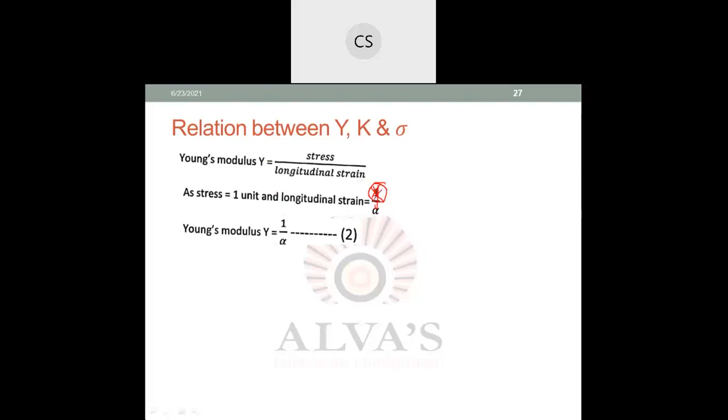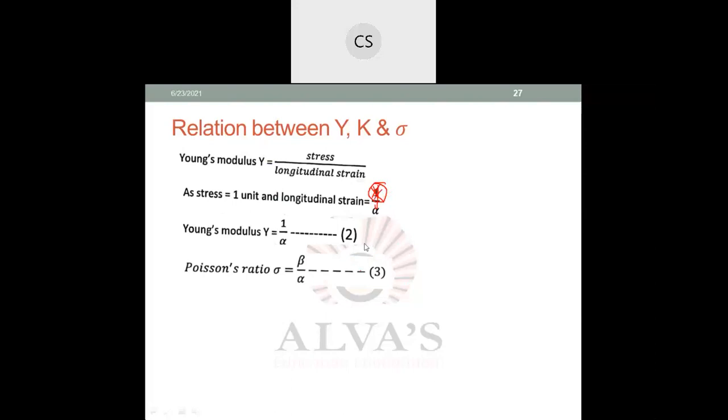Let us call that Young's modulus expression equation 2. Equation 1, you can recall, is the previous expression, the relationship between K, alpha and beta. I have called it equation 1. All these are subheadings, the relationships between Y, K and sigma. The main heading is relationship between elastic constants. Don't think of these as separate topics.